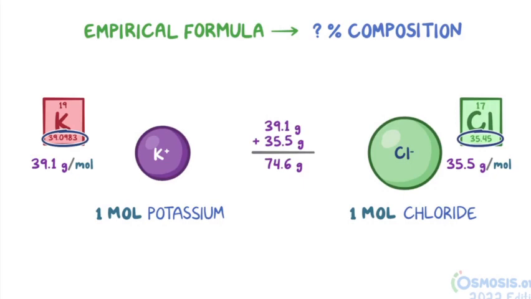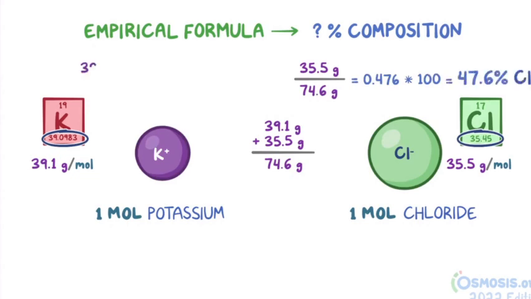So, once again, we can find the percent composition by dividing each constituent element's mass by the total mass. So, 35.5 divided by 74.6 gives us 0.476. We then multiply by 100 to get a percent composition of 47.6% chlorine. Doing the same calculation for potassium tells us that potassium chloride is 52.4% potassium by mass.